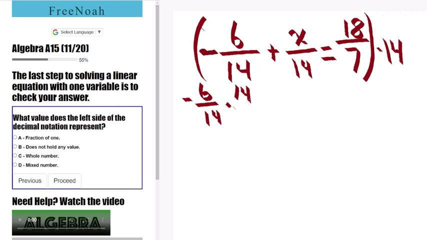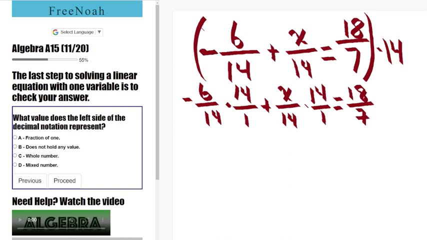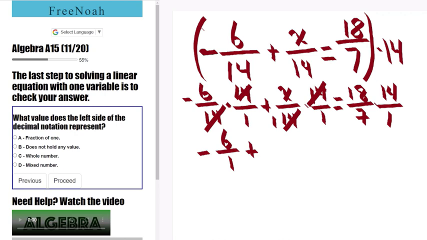So negative 6 over 14 times 14 over 1 plus x over 14 times 14 over 1. Then put the equal sign, and now we have 18 over 7 times 14 over 1. Let's start from left to right once again here. So 14 and 14, but they're going to cross out, and that leaves us with negative 6 over 1 plus, well, these two 14s are also going to cross out, 1.